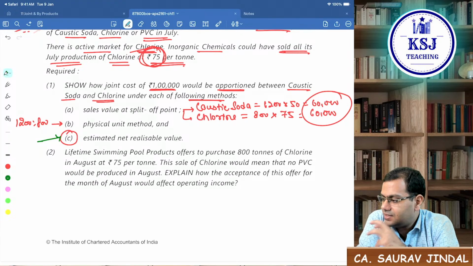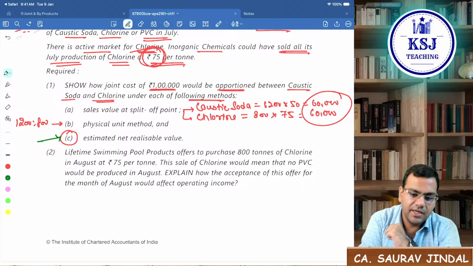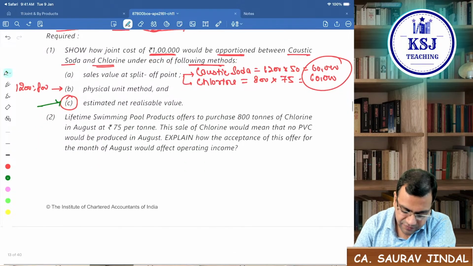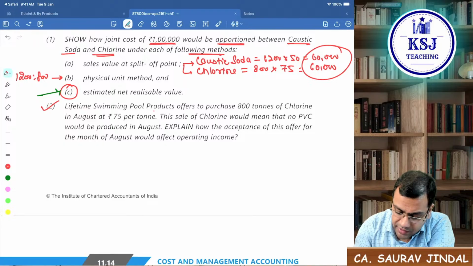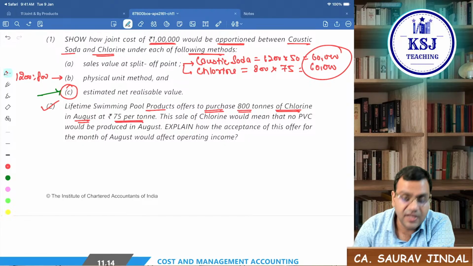Right, now let's see the second part of this question. What is the second part they are asking? The second part of this question says, Lifetime Swimming Pool Products offers to purchase 800 tons of chlorine in August at rupees 75 per ton.